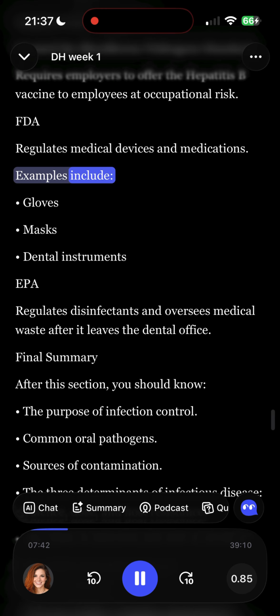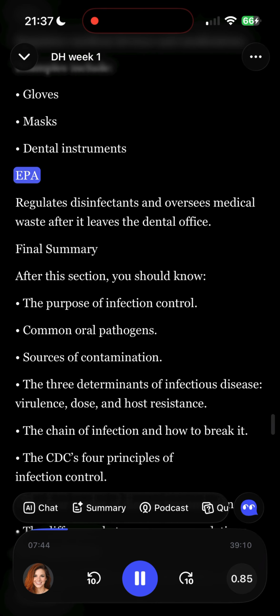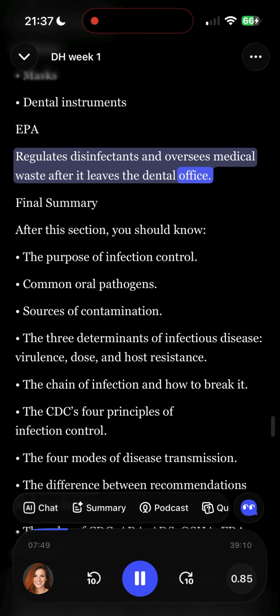FDA regulates medical devices and medications. Examples include gloves, masks, dental instruments. EPA regulates disinfectants and oversees medical waste after it leaves the dental office.